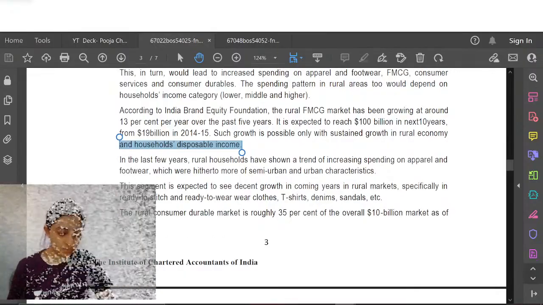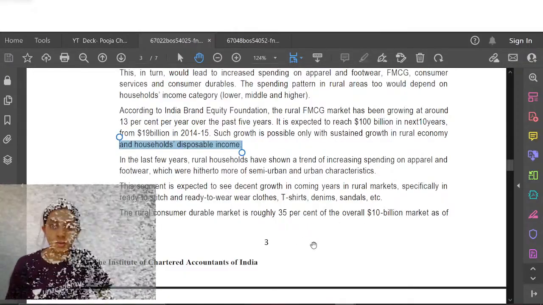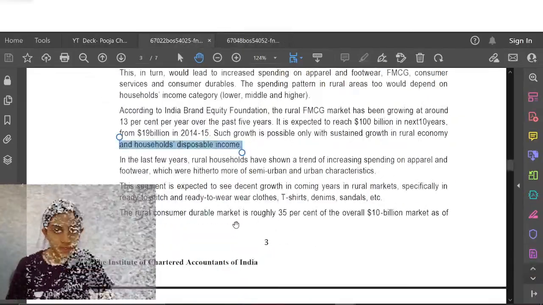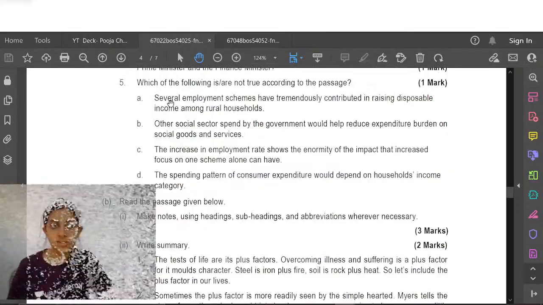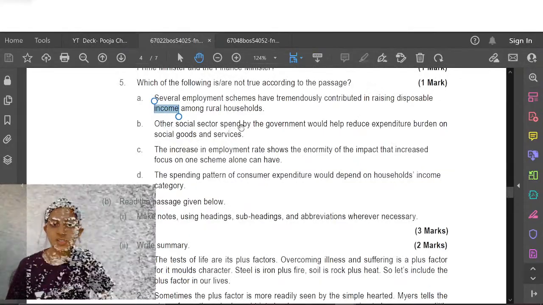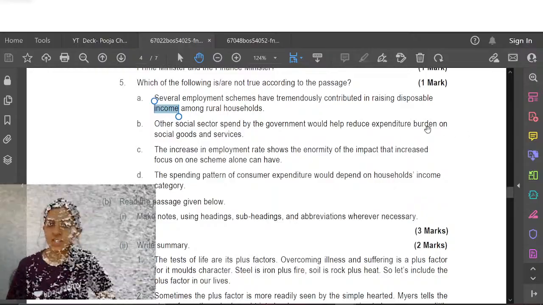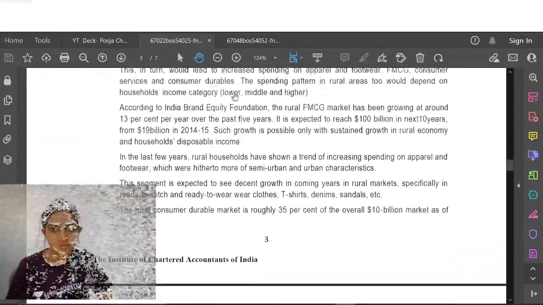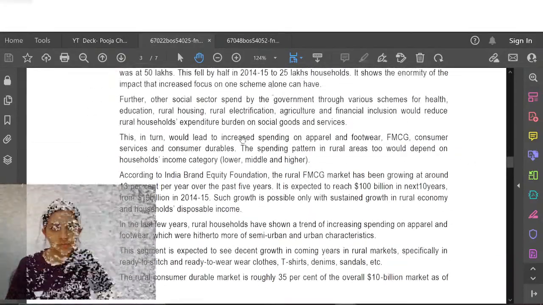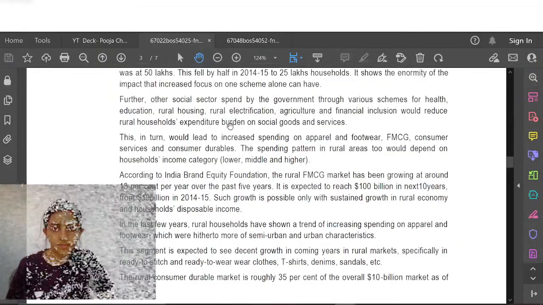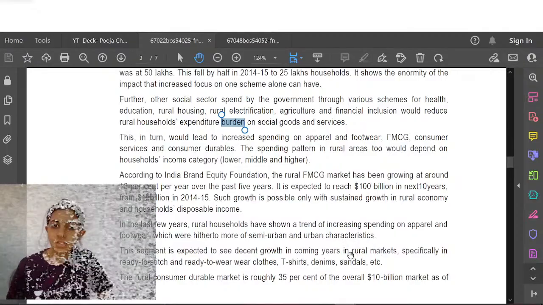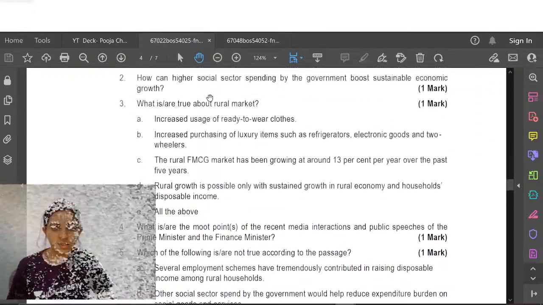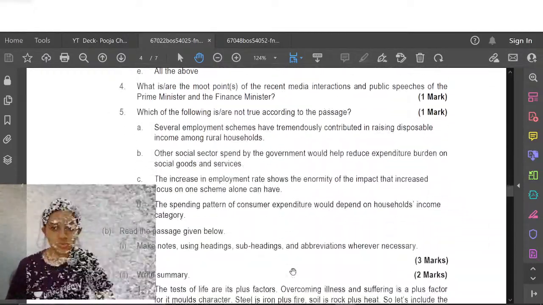Okay, let's continue and go to the next one. So, yeah. Our A point is correct. Let's go to the B one. Our social sector spent by the government would help reduce expenditure burden on social goods and services. Hey, this was one of the answers that we had. So this is absolutely correct, isn't it? See? Expenditure burden. This would reduce the rural household expenditure burden. So this was also the answer for the second one. Same. So this is a true statement.